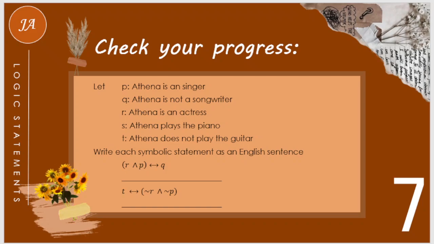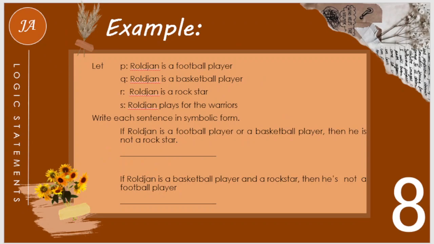Right? So we also have here another example. We let P as Roljan is a football player. Let Q Roljan is a basketball player. Let R Roljan is a rock star. Let S Roljan plays for the Warriors. So write each sentence in symbolic form. So we have here our first sentence. If Roljan is a football player or a basketball player, then he is not a rock star.